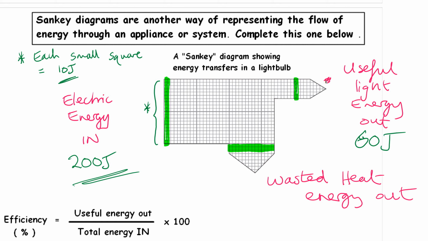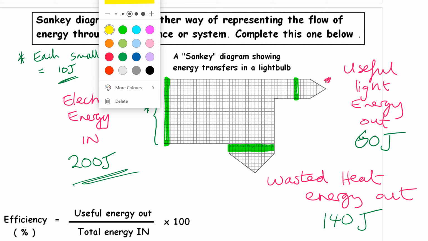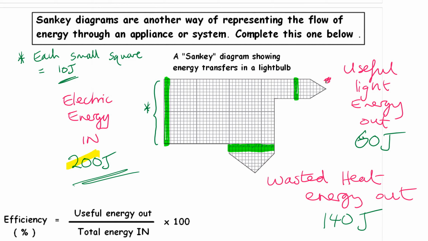We should, in this case, with the wasted heat, have 14 squares. Let's just go with it. 1, 2, 3, 4, 5, 6, 7, 8, 9, 10, 11, 12, 13, 14. So 14 small squares multiplied by 10 gives us 140 joules. Remember, energy in has to equal the energy out.